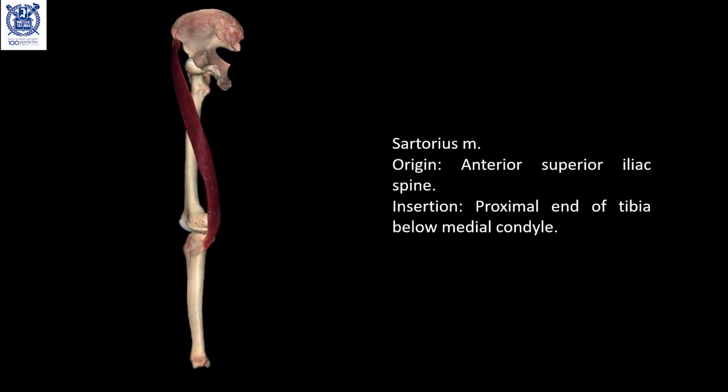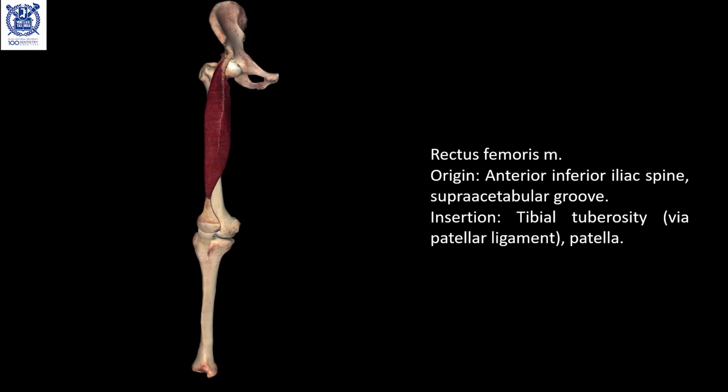Sartorius muscle. Origin, anterior superior iliac spine. Insertion, proximal end of tibia below medial condyle. Rectus femoris muscle. Origin, anterior inferior iliac spine, supra-acetabular groove. Insertion, tibial tuberosity via patellar ligament and patella.